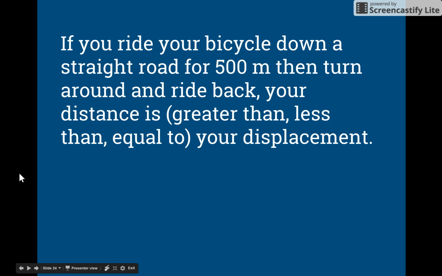If you ride your bicycle down a straight road for 500 meters and turn around and ride back, your distance is greater than, less than, or equal to your displacement? Remember the definitions for distance and displacement. So that means your distance is greater than your displacement.